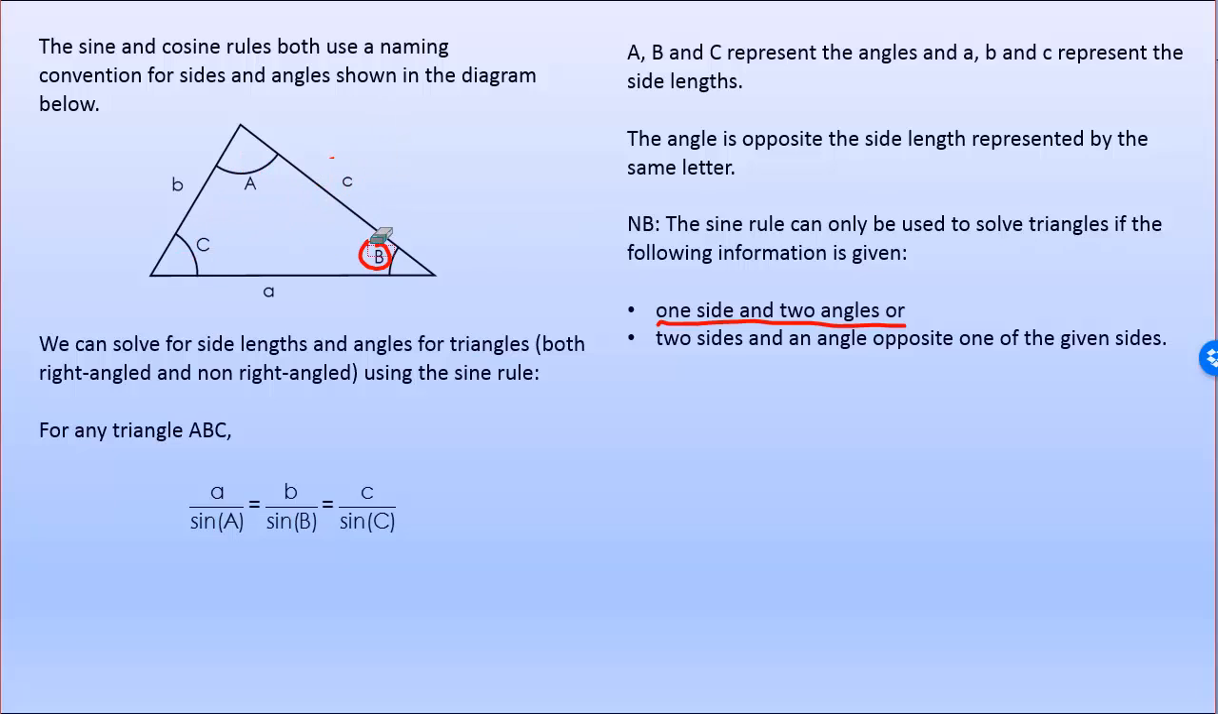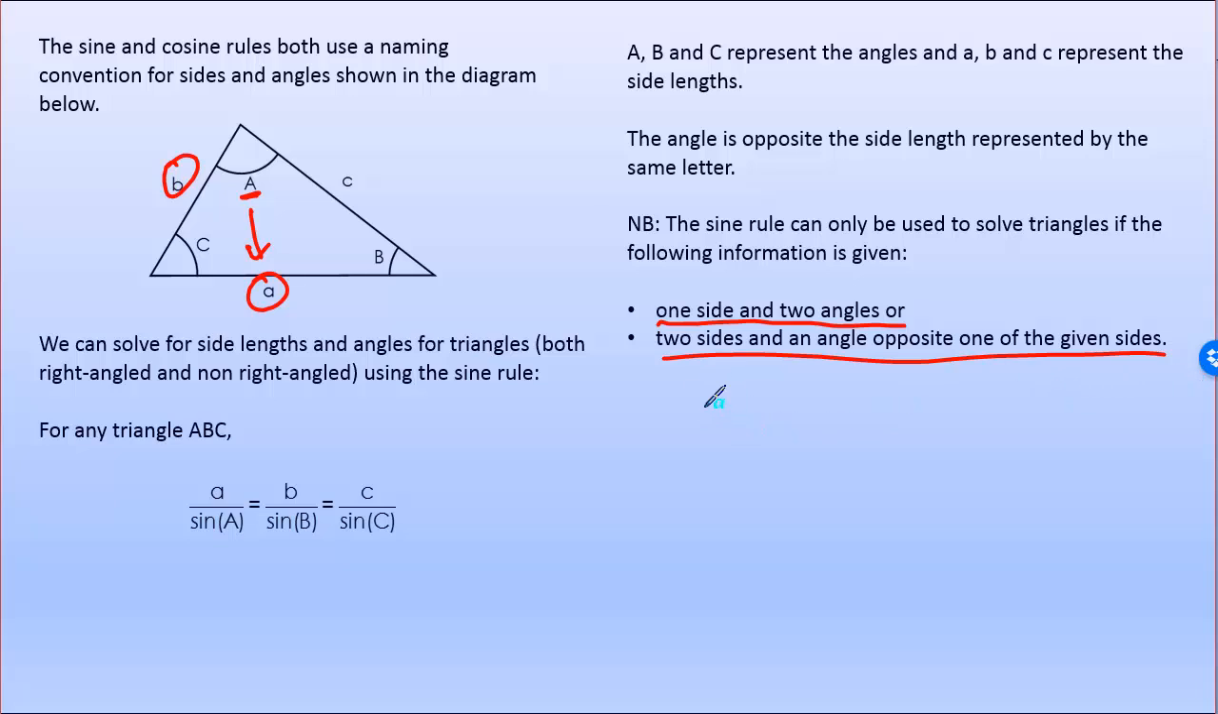So what was the other one? Two sides and an angle opposite one of the given sides. So we might know a and b. And then we either need to know A because it's opposite this one, or B because it's opposite this one.